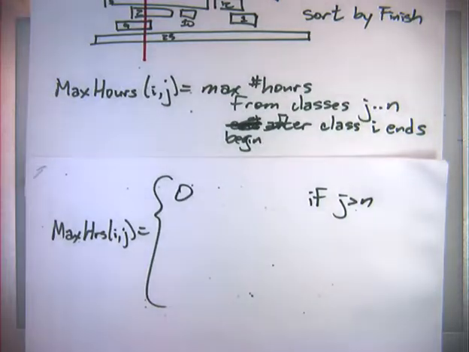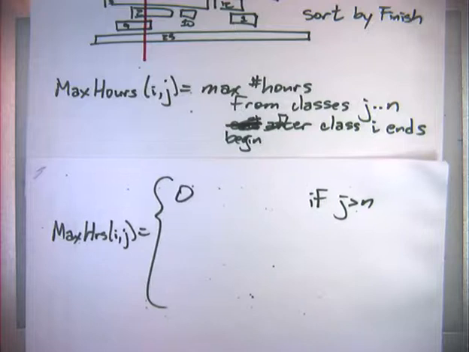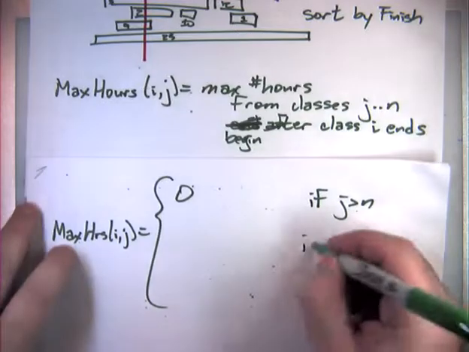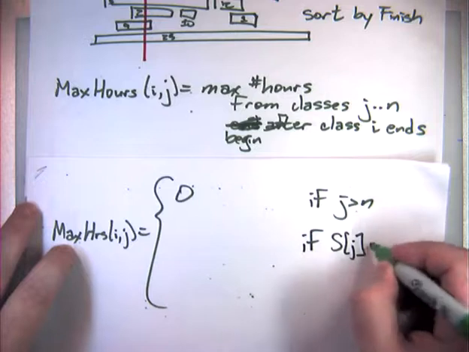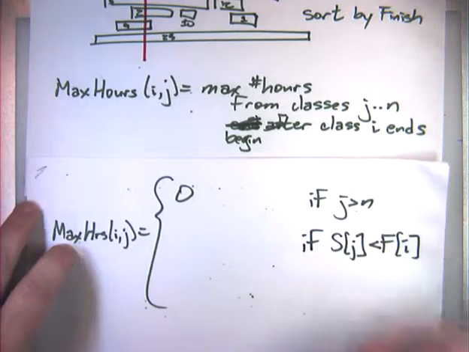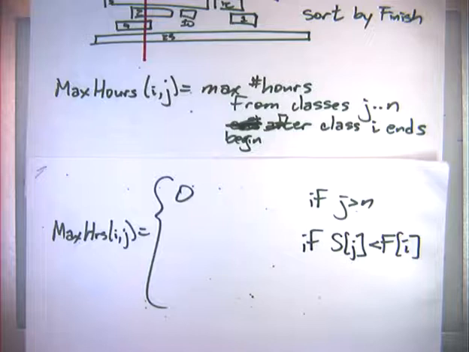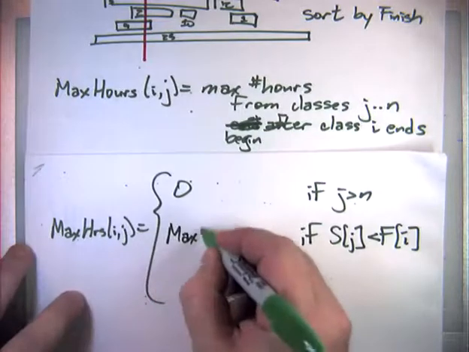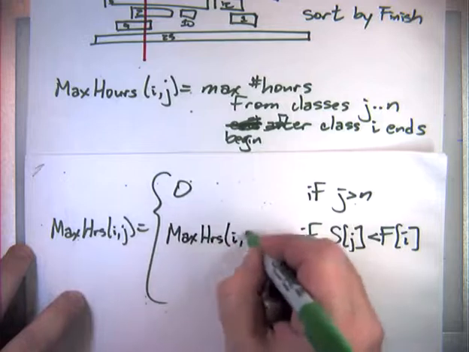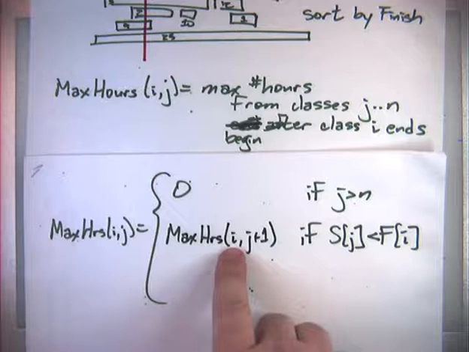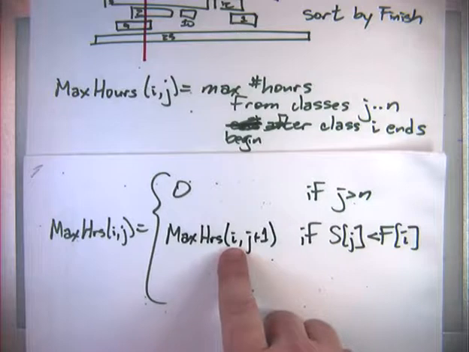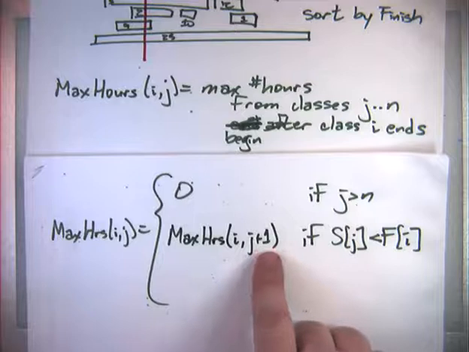Otherwise, I need to look at class j and decide whether or not to take it. Now, it may be that I have the freedom to take class j, and it may be that I'm forced not to take class j. So in particular, if class j starts before class i finishes, then I can't take class j. There's no decision to be made, and so I should recurse by keeping the same, the class I registered for last stays the same, but now I'm considering classes starting at index j plus 1 as things I haven't thought about yet.